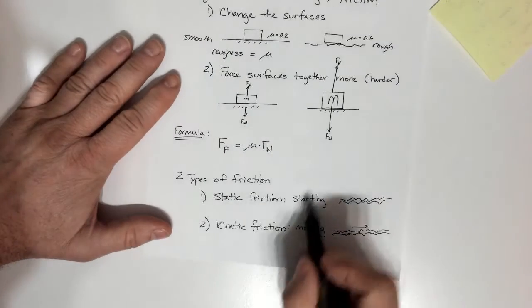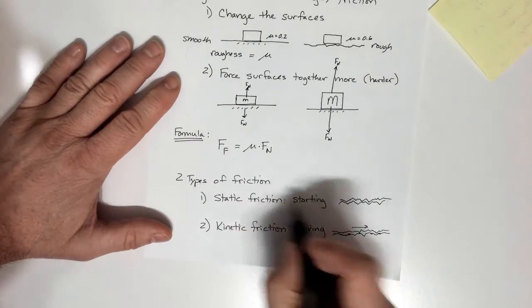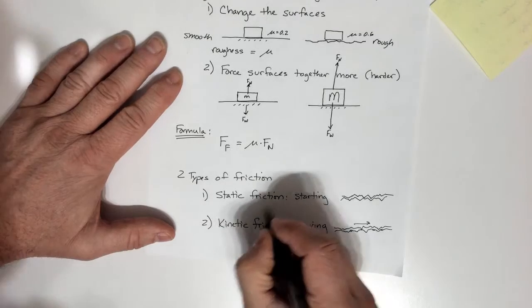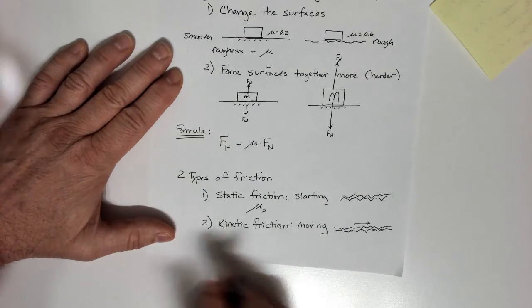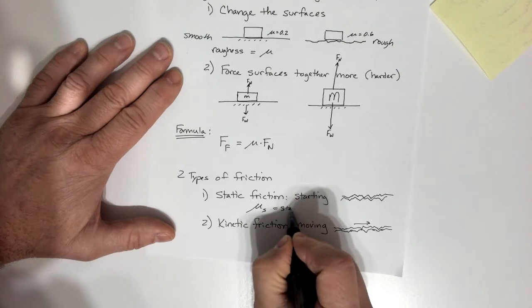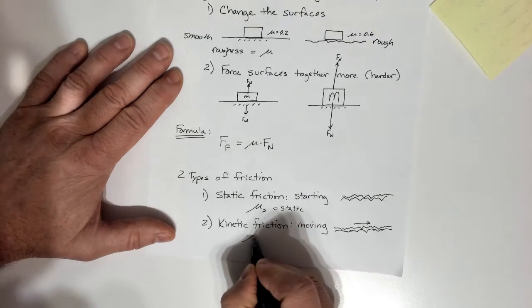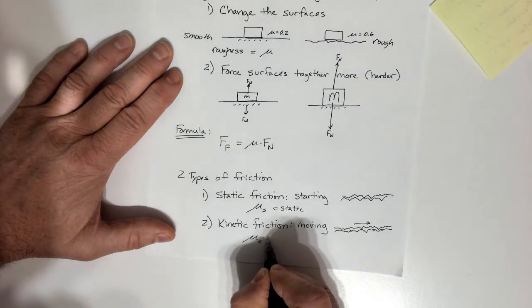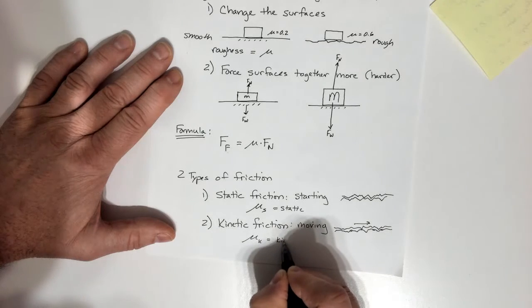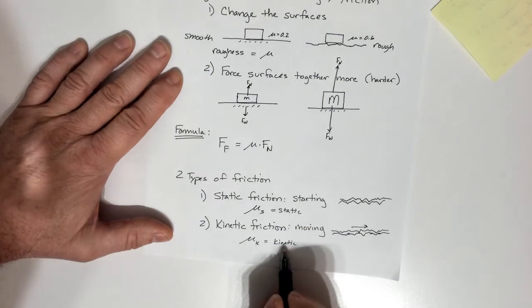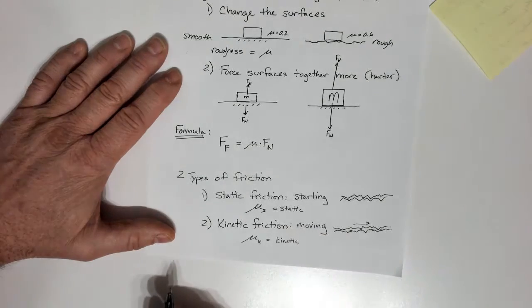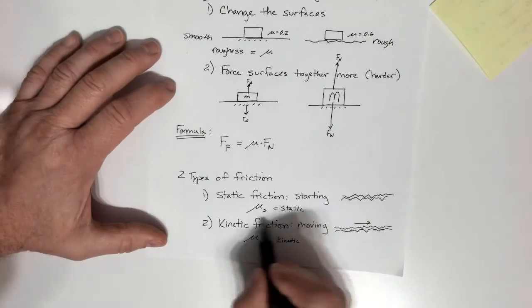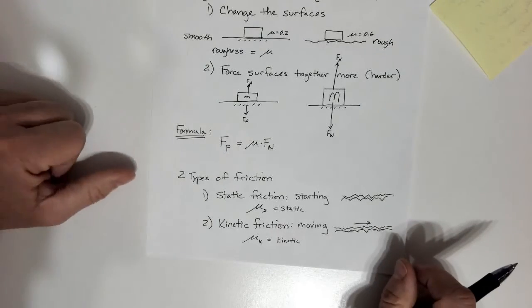We're going to look at this idea that there is a mu that has a value for starting, called static friction, and then there's a mu for once the object is in motion. We'll call that kinetic mu. So then we'll have a different level of friction once it's moving. Okay, so we're going to need to use that idea when we're starting things and doing some examples.